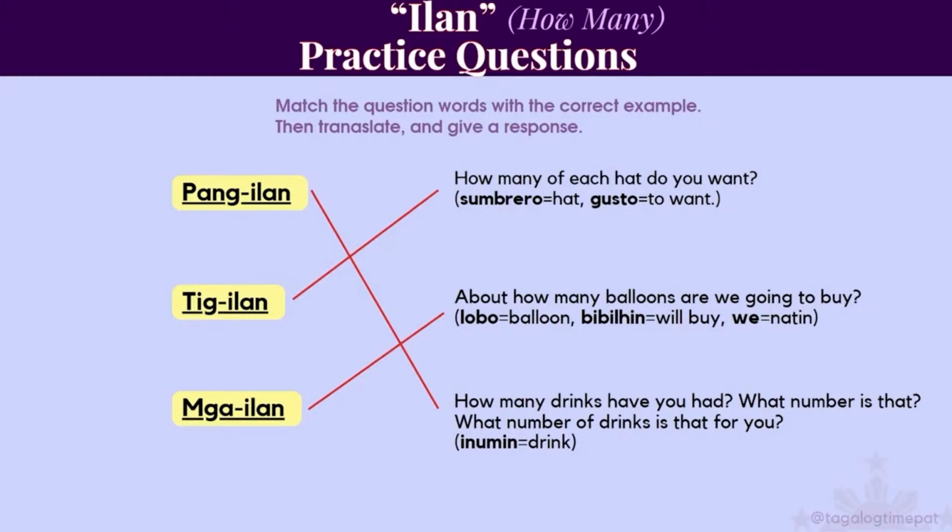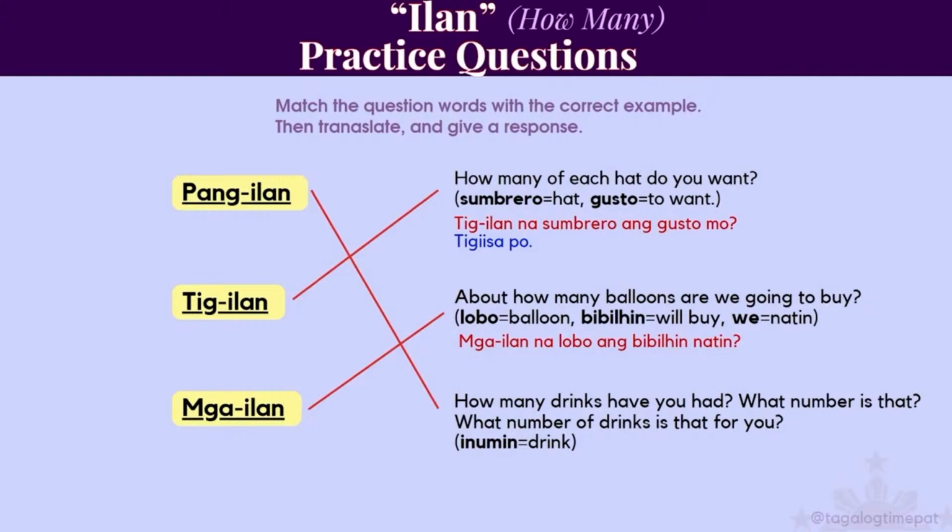Now let's see if we can translate them. How many of each hat do you want? It would be, tig ilan na sombrero ang gusto mo? And then your response could be, tig iisa po, one of each. Tig iisa.